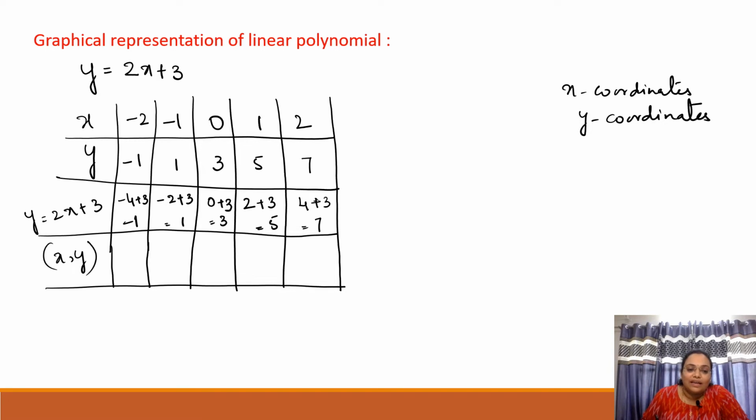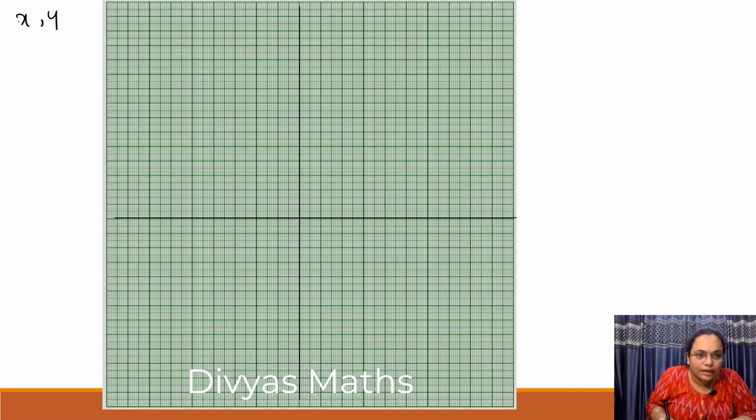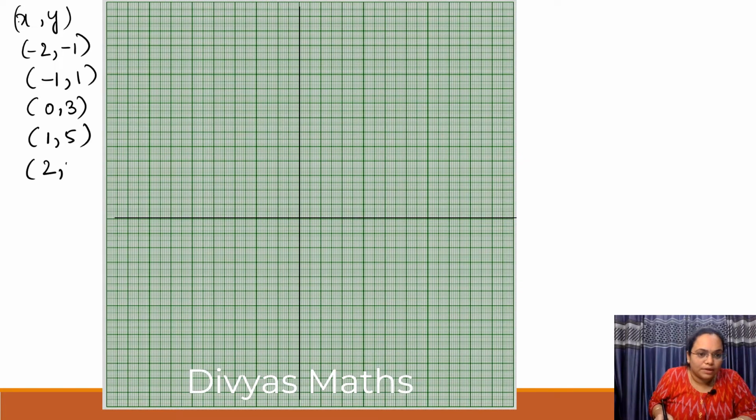So what are the x coordinates and the y coordinates? That is minus 2 comma minus 1, minus 1 comma 1, 0 comma 3, 1 comma 5. Now let us plot a graph for the linear polynomial. So what are the coordinates I have got? x comma y is minus 2 comma minus 1, minus 1 comma 1, 0 comma 3, 1 comma 5 and 2 comma 7.